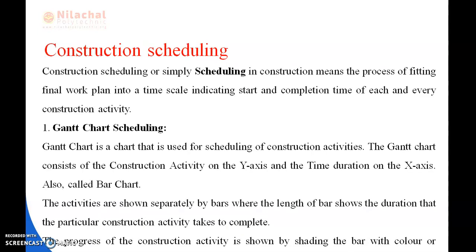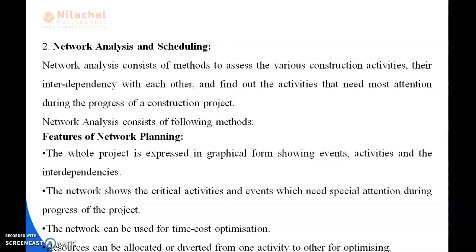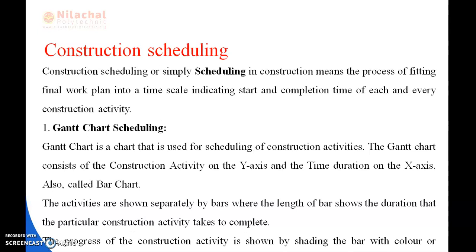In Gantt chart scheduling, the Gantt chart is a chart that is used for scheduling of construction activities. The Gantt chart consists of the construction activities on the y-axis and the time duration on the x-axis. It is also called a bar chart. The activities are shown separately by bars, where the length of the bar shows the duration that the particular construction activity takes to complete. The progress of the construction activity is shown by shading the bar with color or any type of material.